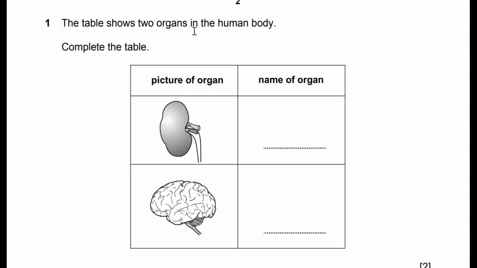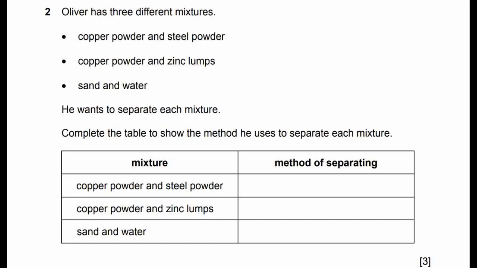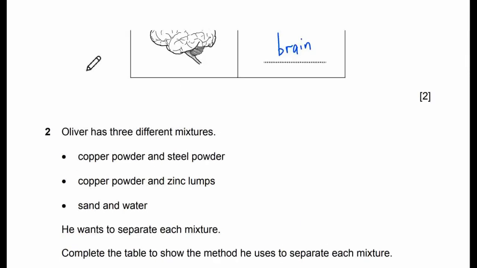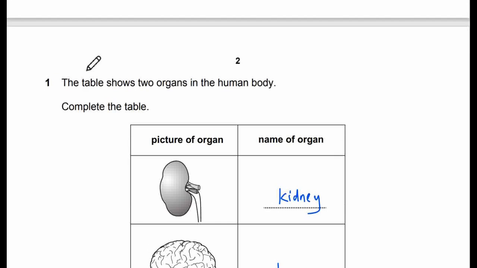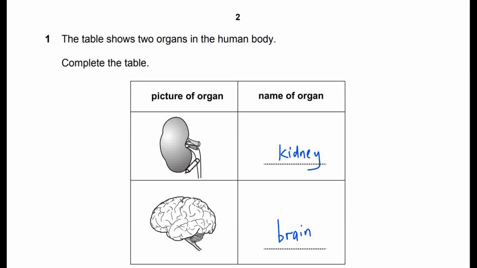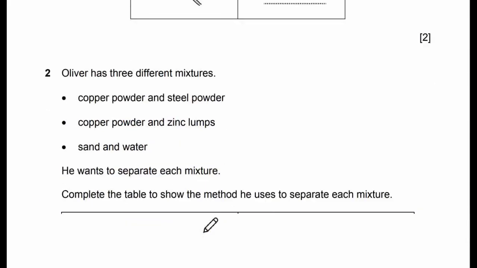The table shows 2 organs in the human body. Complete the table: pictures of organ, name of organ. So this is definitely a kidney bean, as we know that this is shaped like the kidney bean. So that's how kidney bean got its name. So for number 1, I repeat, this is a picture of kidney. This is brain. And let's go to number 2.